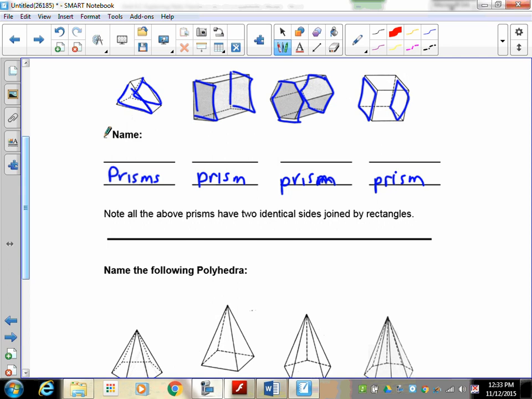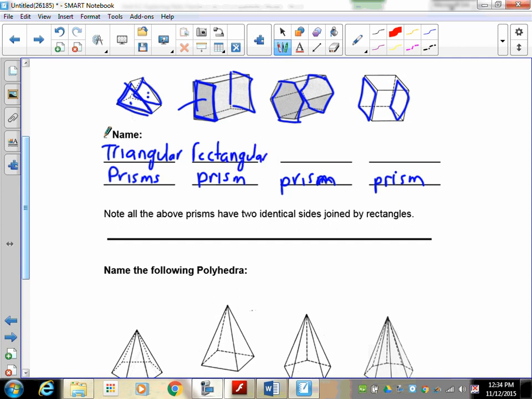This one has opposing faces here, which are the triangles. This is a triangular prism. This one is a rectangular prism. Now, if this was a square, it would be a square prism, but I'm going to go with rectangular.